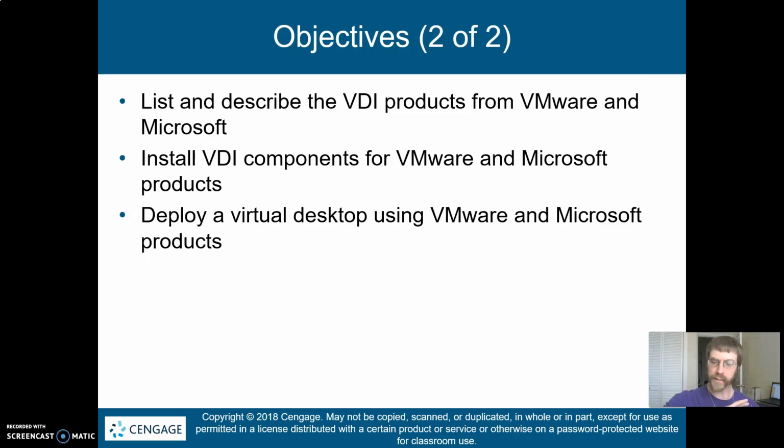On the VMware side of the house, we're talking about VMware Horizon. On the Microsoft side of the house, we're talking about Remote Desktop Services, what used to be called Terminal Services. And we're going to talk about what systems are compatible with each, what you'll need to know, what kind of servers you can deploy this on, and so on and so forth.